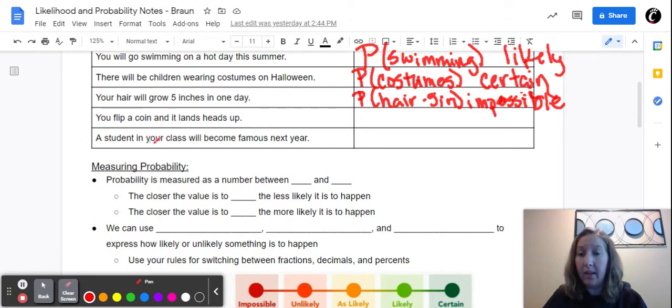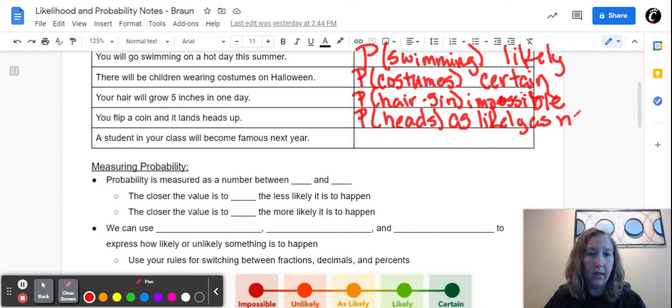All right, so then the probability that you flip a coin and it lands on heads. So looking at our choices above, the probability of getting a heads is as likely as not. That means we have an equally likely chance of getting heads as we do tails. So this is as likely as not.